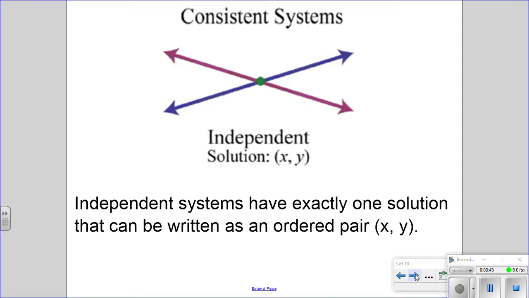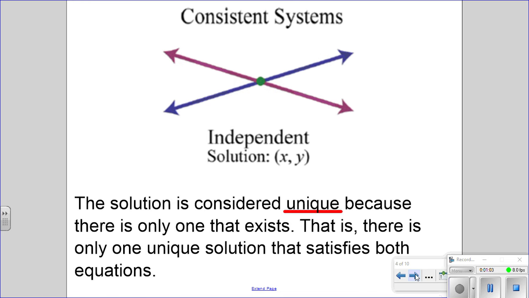When we're looking at the independent systems, we have exactly one solution that can be written as an ordered pair, x, y. Because there's only one solution, this is considered unique. In mathematics, unique is a word that we use to express that there's only one thing that exists. For example, a square is considered a unique shape because that's the only shape where all sides are congruent and all angles are right. Here, we have a unique solution because there's only one ordered pair that will exist and satisfy both equations.